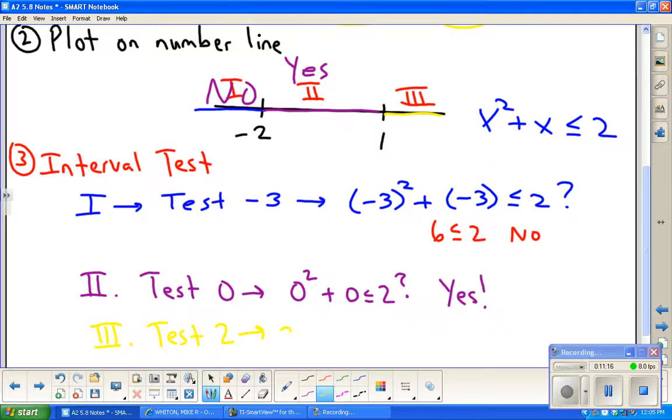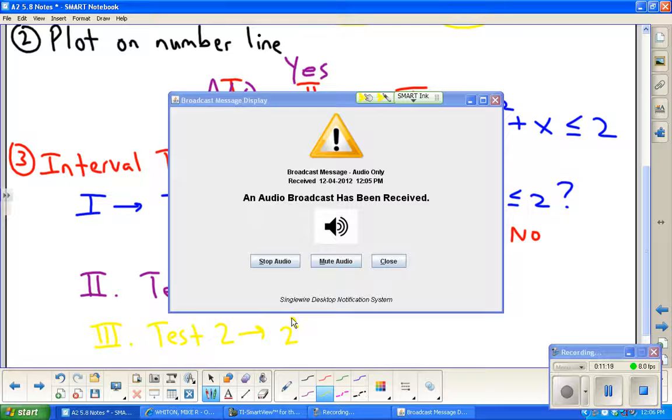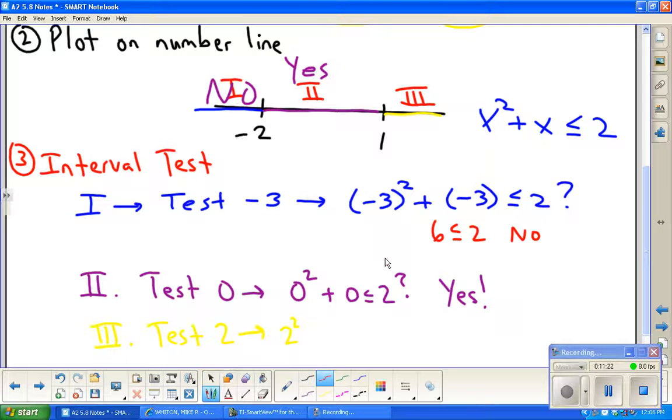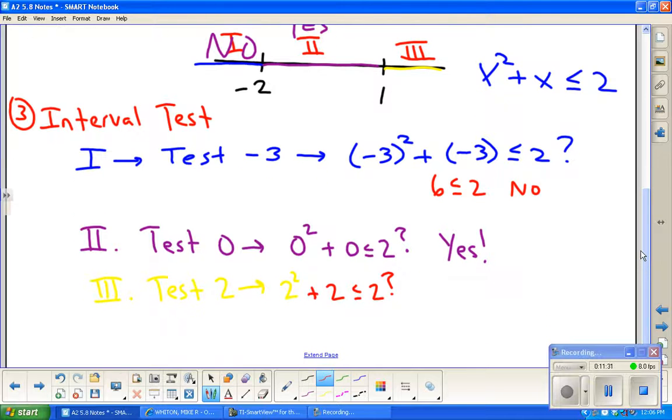So again, plugging 2 in for x. Is 2 squared plus 2 less than or equal to 2? Not sure why that changed to red, but that's okay. So that one didn't work, right? So that means any number up here bigger than 1 is not going to work for us.